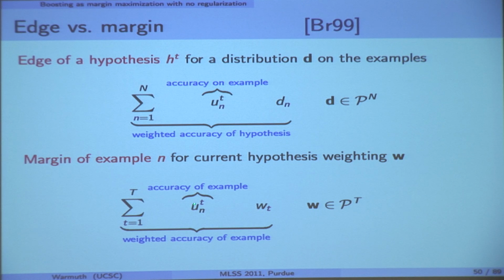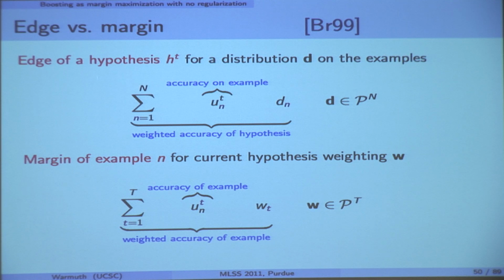Here are your hypotheses. Do you remember these were the hypotheses times the labels? Do you remember this? The hypothesis times the labels. That's how I got this. This is the t-th hypothesis times the labels. You combine those, and a weighted combination of those is going to be the margin of an example. I'm going to show you a picture in a moment.